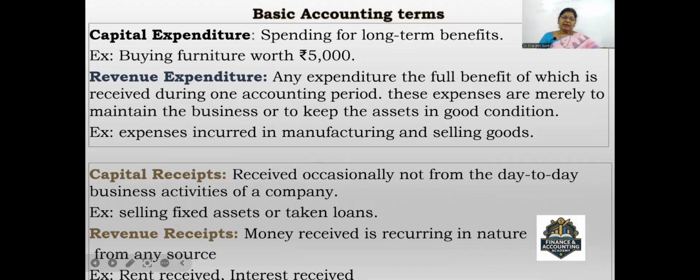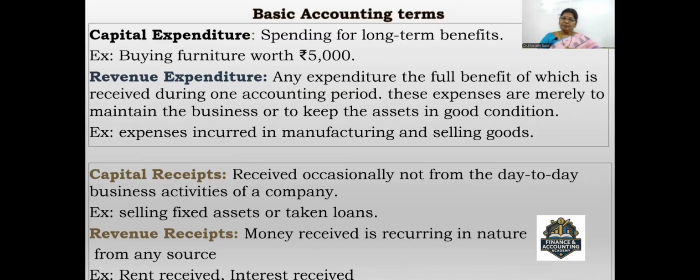What is capital expenditure? Say, for example, we are spending 5,000 rupees to buy furniture. Are you using the furniture for only one day, or only 6 months, or only 1 year? No, we'll use this furniture for more than 1 year. We can use it for a longer period, right? If you are buying a car, what is the purpose of buying it? We want to use it for at least some years, definitely more than 1 year. So whenever we purchase any asset for a longer period, that expenditure is called capital expenditure.